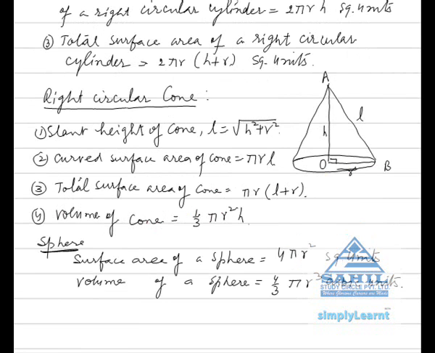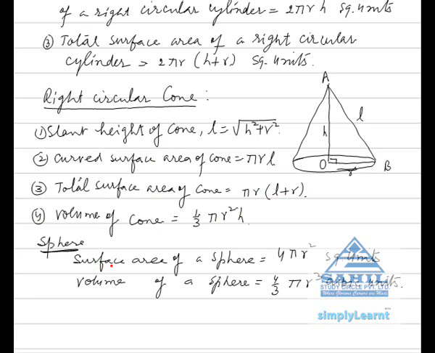Right circular cone. Number 1. Slant height of a cone, denoted by L, is given by the formula square root of (h squared plus r squared). Number 2. Curved surface area of cone is pi into r into L. Number 3. Total surface area of cone is pi r into (L plus r). Number 4. Volume of a cone is 1 by 3 pi r squared h.